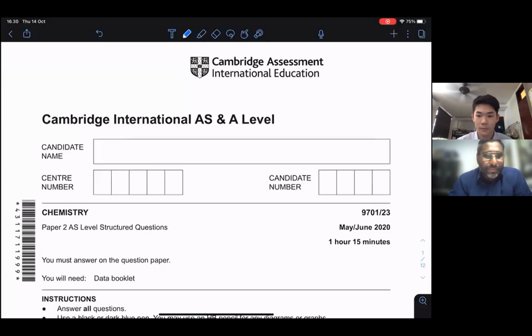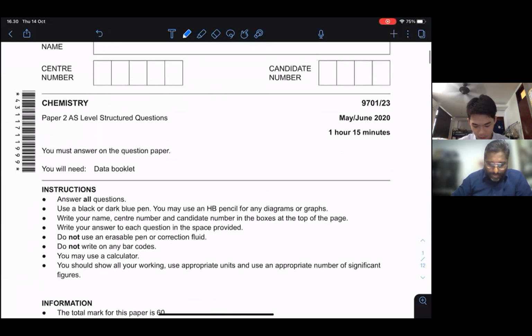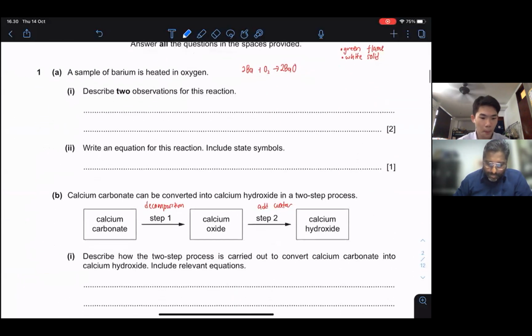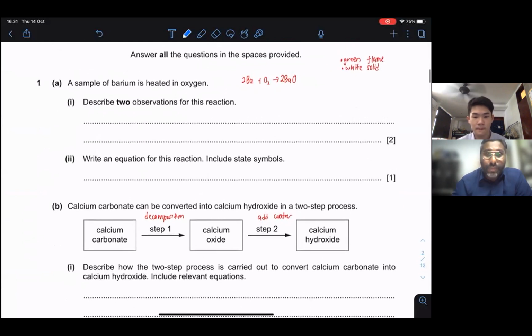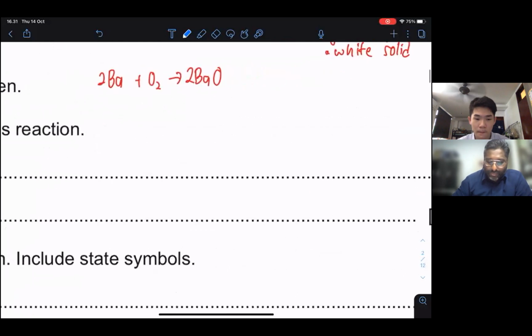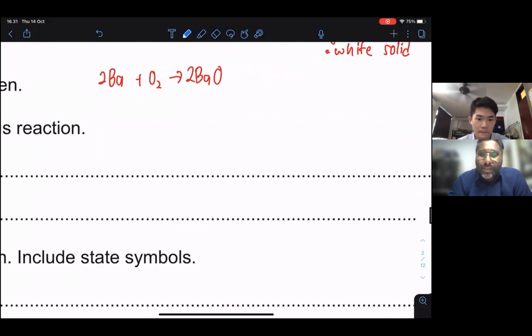This is paper 2 from May/June 2020. So I'll start. Here you can see this question: a sample of barium is heated in oxygen. So it's a metal. When a metal is heated in oxygen, you are going to get a metal oxide directly. So the equation is going to be barium plus oxygen gives you barium oxide. And I have already balanced that for you.